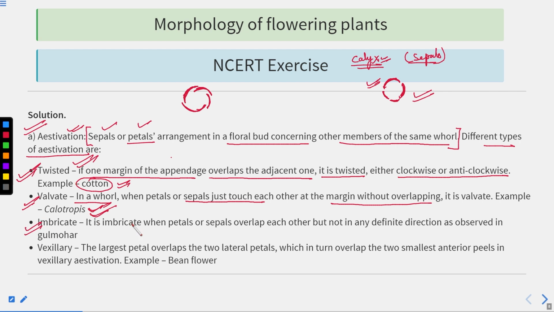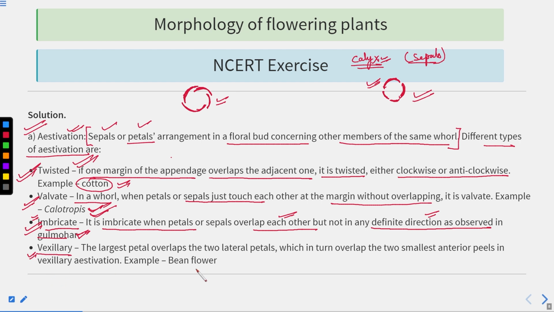Next is the imbricate estivation. It is imbricate when the petals or sepals overlap each other but not in any definite direction, as observed in Gulmohar. Here you can see one is overlapping the adjacent one and that overlaps the next one. In twisted estivation there is a pattern of overlapping, but in imbricate there is no definite fashion of overlapping. The sepals overlap each other but not in any particular direction. This is called imbricate estivation, and the best example is the Gulmohar flower.